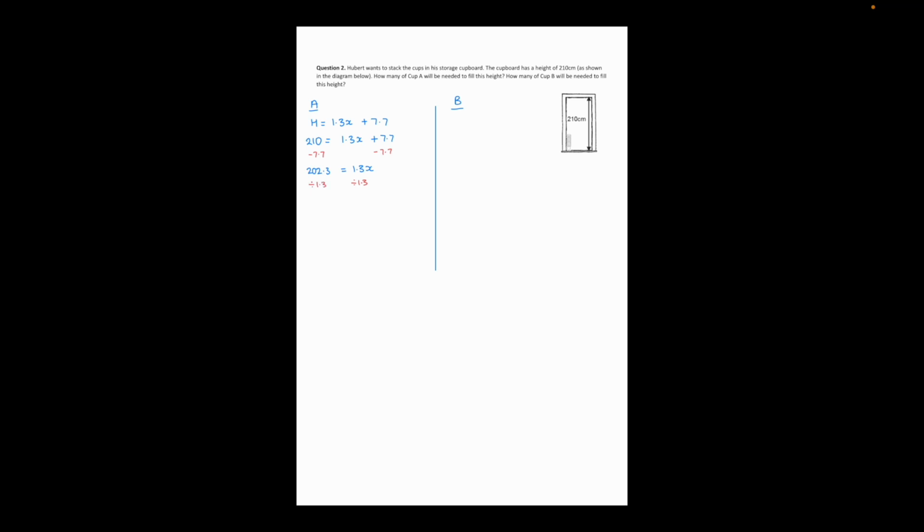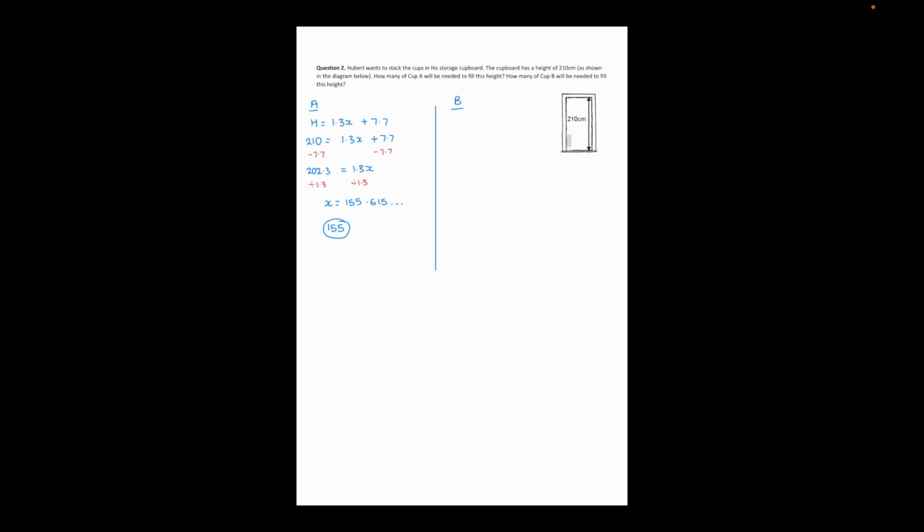And I now have that x is equal to 155.615, and so on. So that means that the most cups I can fit in is 155. I can't round up like I normally would to 156 because it's just not going to fit. Instead, I have 155 cups and I have a little bit left over. Okay, so it's 155 cups that would fit in for cup A.